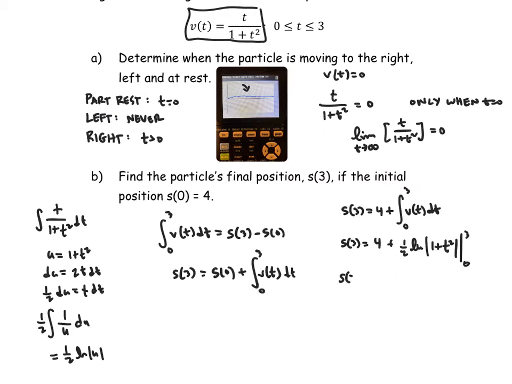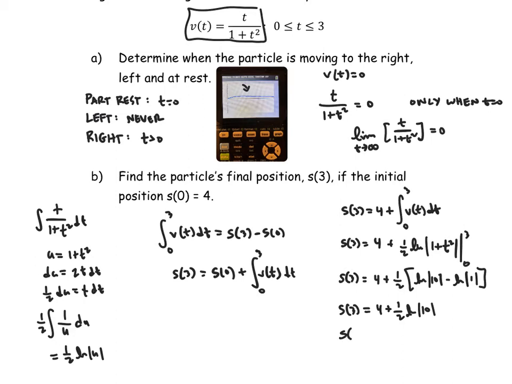So the position at time t equals 3 will be 4 plus 1/2 times the natural log of 10 minus the natural log of 1. Okay, and we know the natural log of 1 is 0. So the position at time t equals 3 will be 4 plus 1/2 the natural log of 10. Oof, I don't know what that is, but it's goofy.